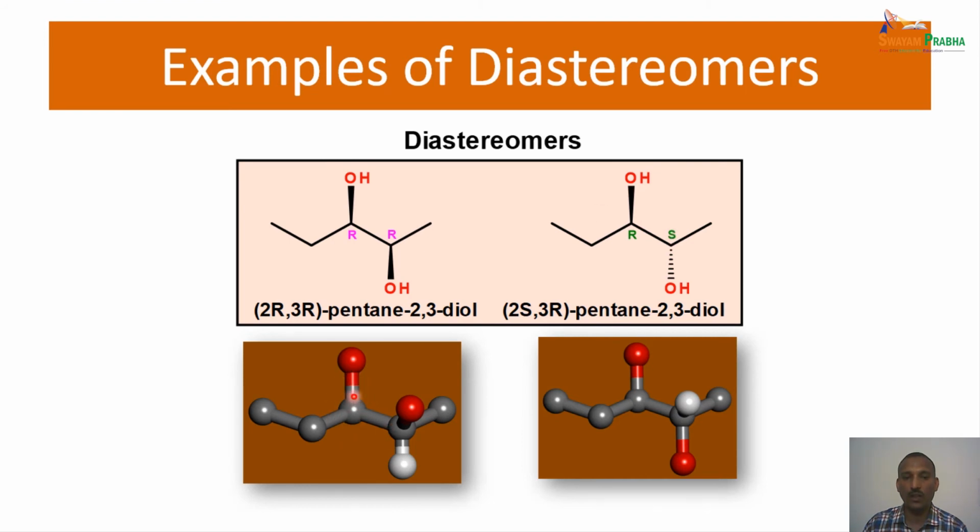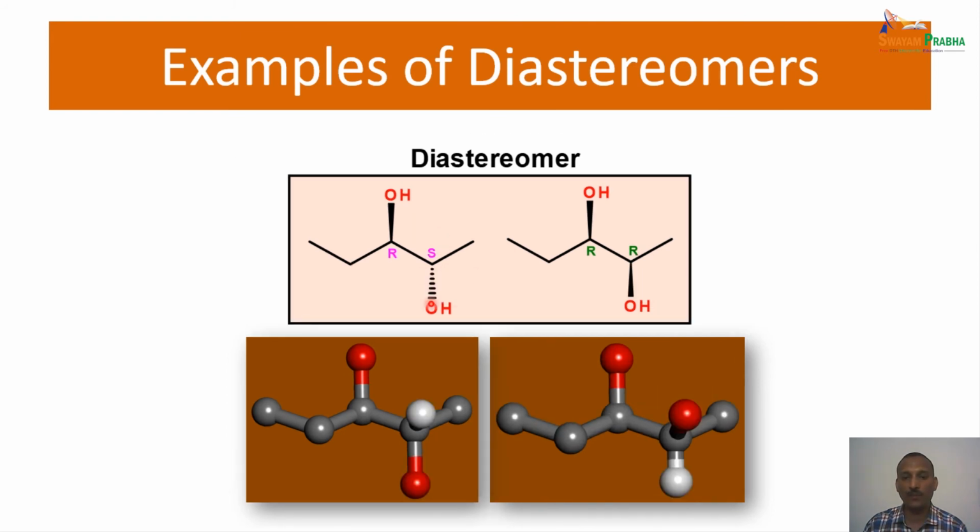So here we have the R isomer. This is also having the R isomer. So when one of the stereogenic centers' configuration is retained and the other one changes, then those two sets of compounds are called diastereomers.